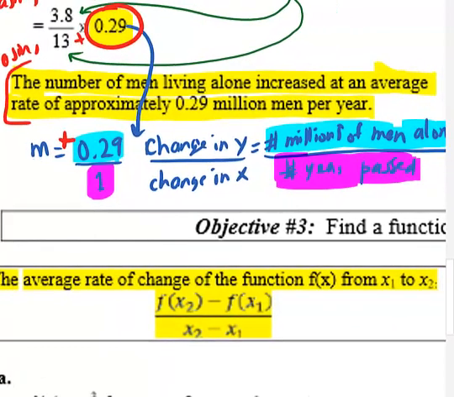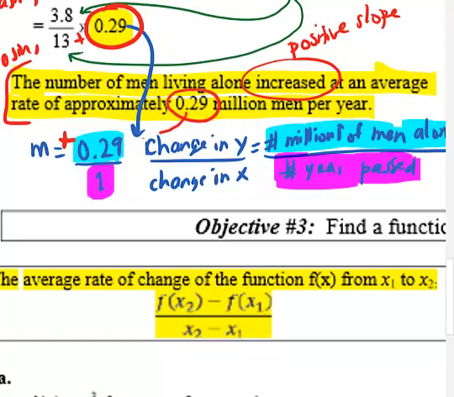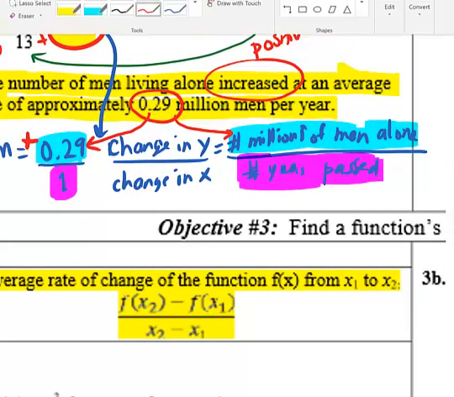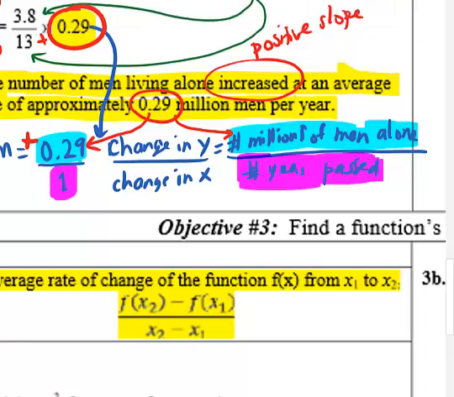So I guess all that just decodes how they figured out what the interpretation was. The number of men living alone increased. Okay, increased because it's a positive slope. Slope, okay, I knew that. That's the key word. At an average rate of approximately 0.29, that was our numerator here. And that represented, remember, the number of millions of men living alone per year. They only mentioned 1 year because the denominator was 1. And that represented the number of years that passed.